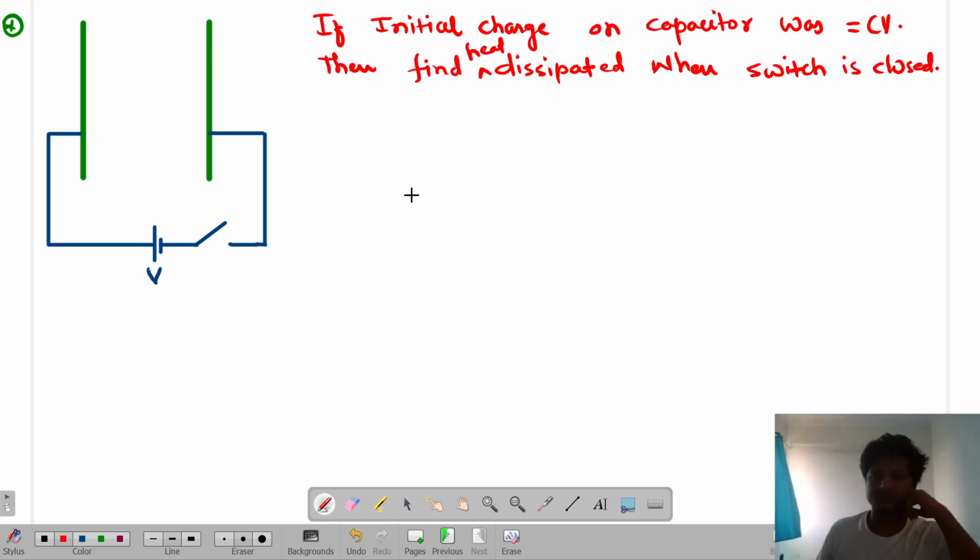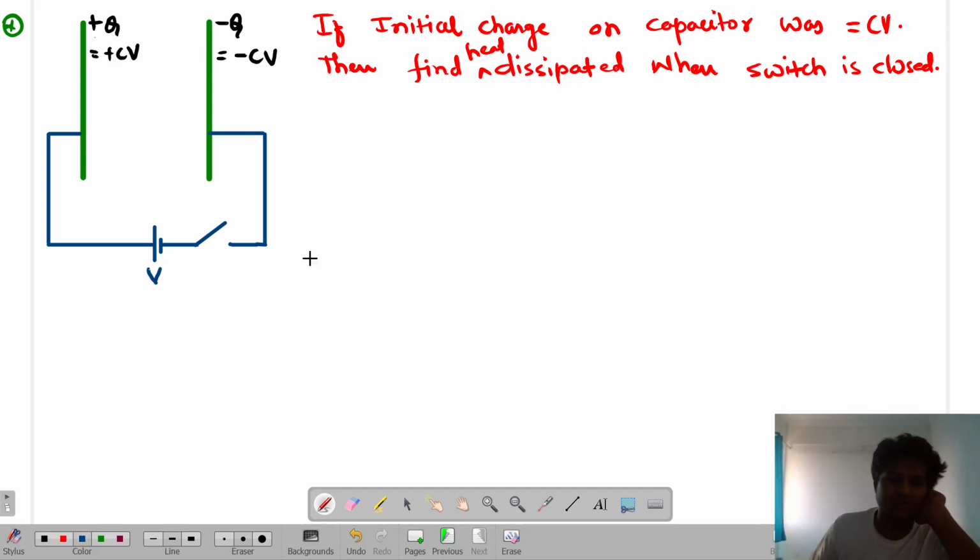Okay, so look over here, I'll tell you how it will be done. Initial charge on the capacitor was given as CV. Means this battery is developing plus CV, which means this capacitor would have plus Q and this would have minus Q. So this is plus CV and this is minus CV.